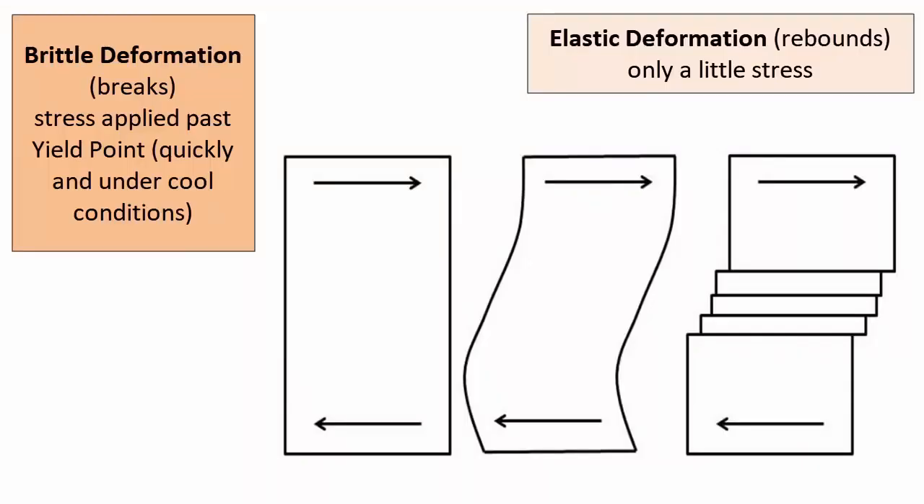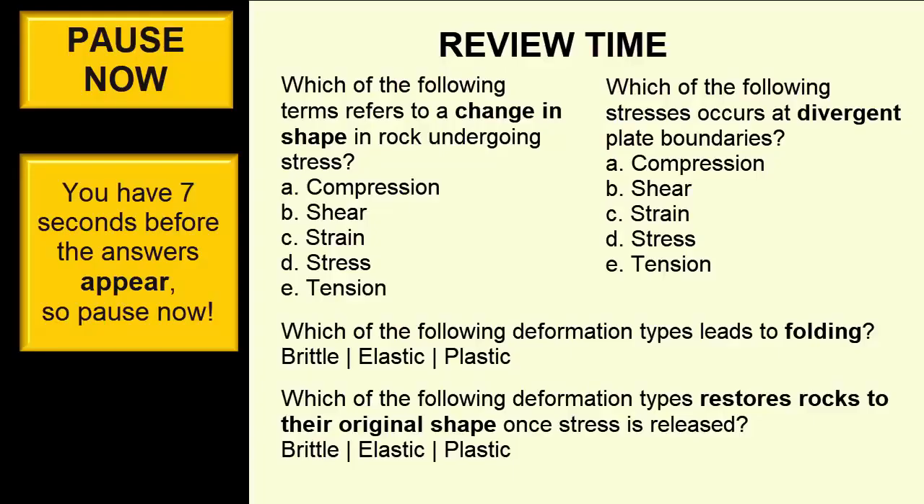What about elastic versus brittle deformation? Elastic primarily happens along active fault lines at the surface, where stresses build just a little before overcoming friction on the fault and the fault slips. Any strain experienced by the rock during the initial stress buildup is then released, and the rocks go back to their original shape. We will discuss elastic deformation and rebound further in the video tutorials on earthquakes. Pause now.